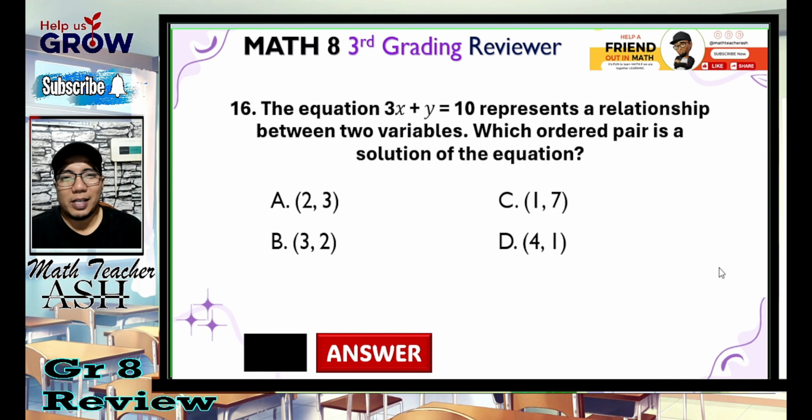Question number 16. The equation 3x plus y is equal to 10 represents a relationship between two variables. Which ordered pair is a solution of the equation? Is it A, 2, 3, B, 3, 2, C, 1, 7, or D, 4, 1? I'll give you 5 seconds to think about your answer.